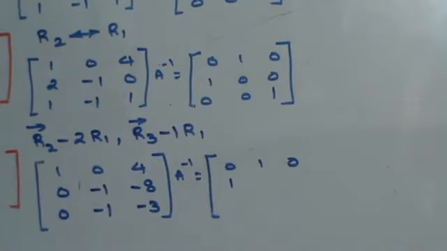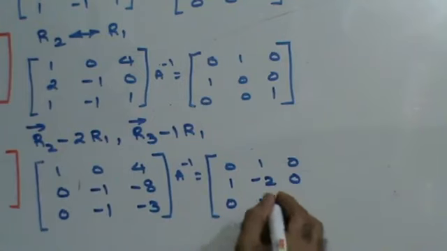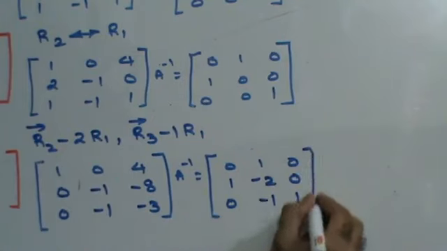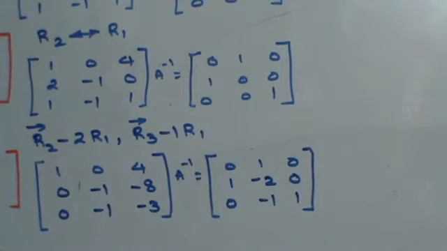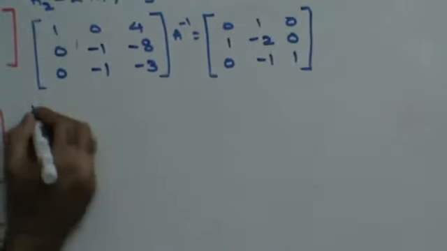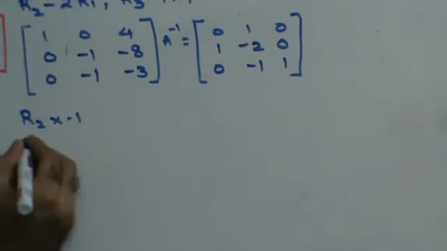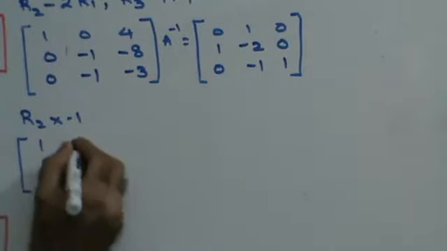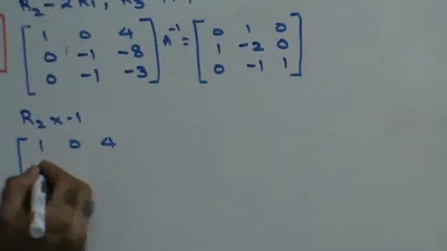Now, I'm doing the R2 equation. 1 minus 0, 0 minus 2, 0 minus 0, 0 minus 0, 0 minus 1, 1 minus 0. Right? So my first column is done. I want to make the number in the fifth position as 1. How do I do that? Multiply by minus 1. R2 into minus 1. This will be 104. It's turning out to be very simple, guys.